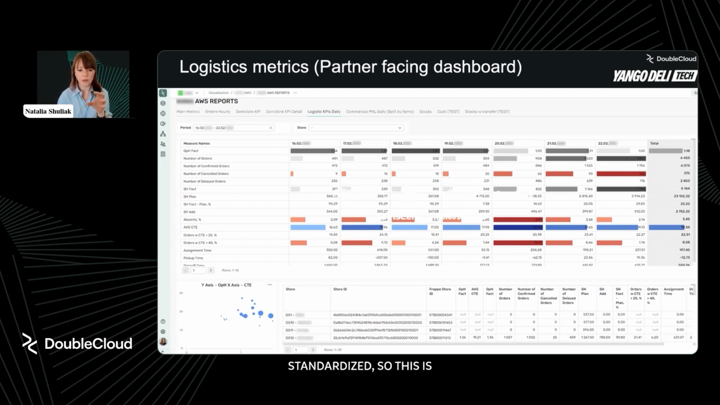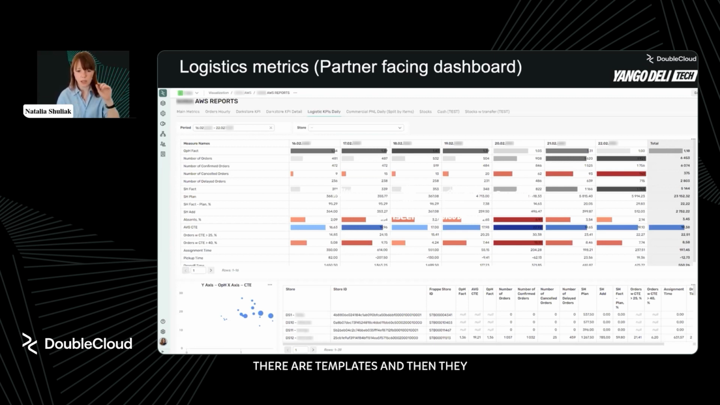So this is what is done by our customer Yango Deli Tech specifically towards their partners. They created a standard set of KPIs to look into. These are, for example, specifically logistics. So they created these KPIs. There are templates, so it's a drag and drop approach.